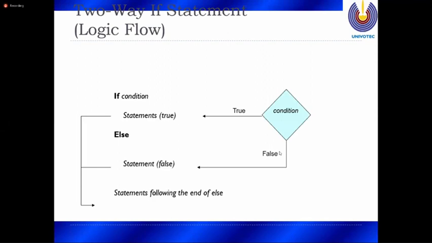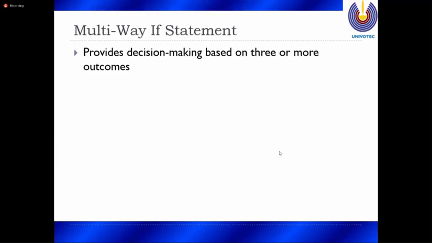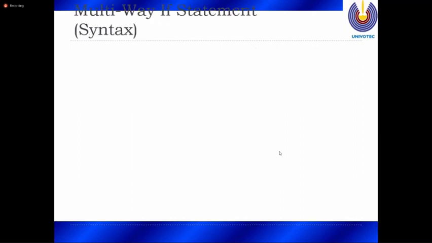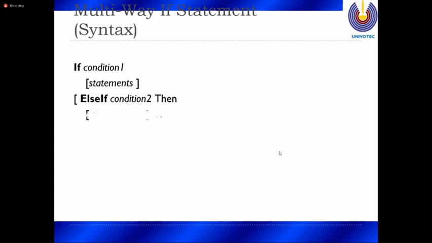But if you want to check more, you can use an if statement with three or more outcomes. You can satisfy different conditions. The multiway statement syntax: if condition 1 is satisfied, execute this statement; if the condition is true, execute its statements. Otherwise, else if. You can increase the number of else ifs, and at the end you use the else part.